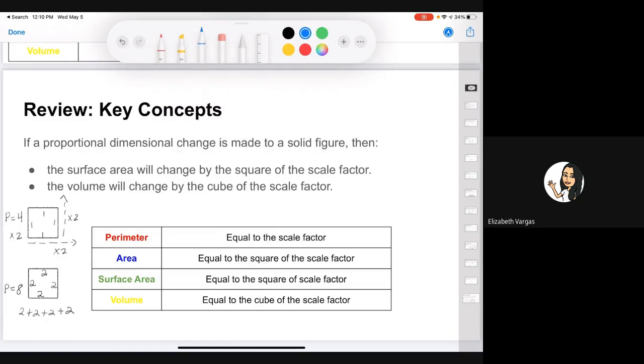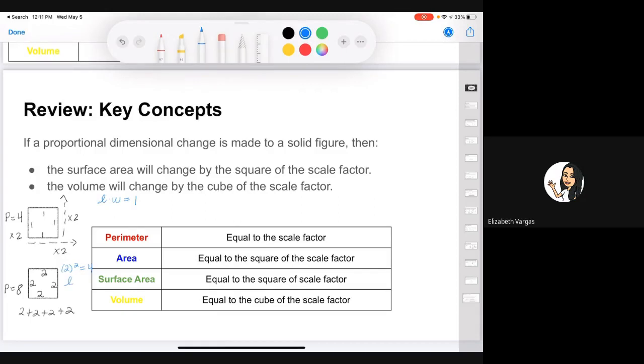However, once we get to area, surface area, and volume, my area is equal to the square of the scale factor. So here my area would be equal to my length times my width, which is 1. If I were to increase each of my sides by a scale factor of 2, my area would change by the square of the scale factor. So my scale factor was 2, the square of my scale factor is 4, and so it should change by 4.